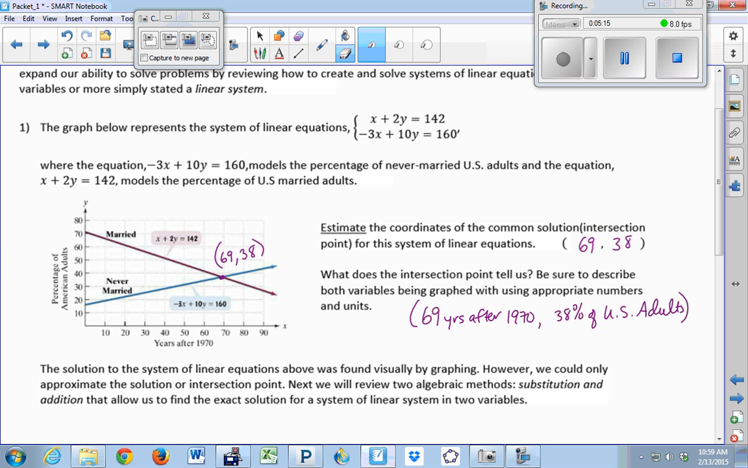Does anybody want to take a shot at what you think would be a sentence that would give you the meaning for that intersection point? Tony's being brave. Okay, go ahead, Tony. What year is that? Let's be specific.